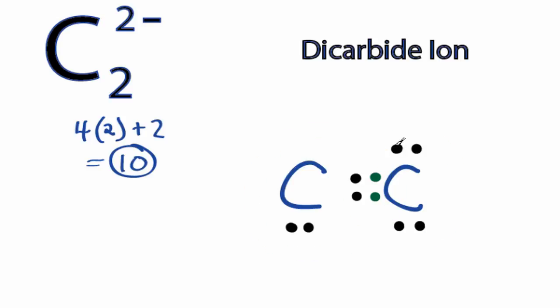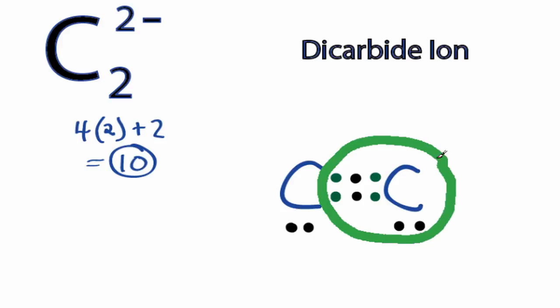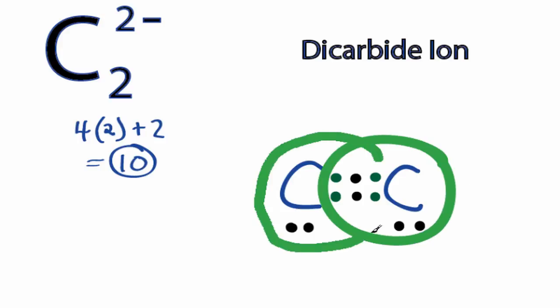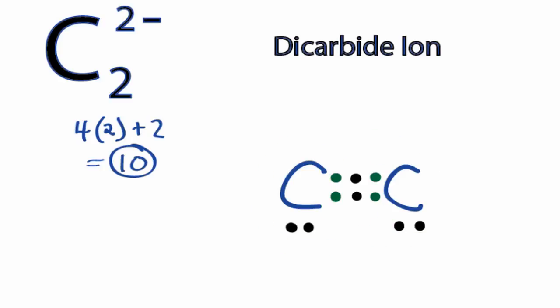Let's take this pair here and move it to the center to form a triple bond. Again, we're still only using 10 valence electrons, but we have 8 valence electrons around this carbon, and now this carbon also has an octet, so its outer shell is full. So we've used all 10 valence electrons for the C2 2- Lewis structure. Each of the atoms has an octet, so this is the Lewis structure for C2 2-.